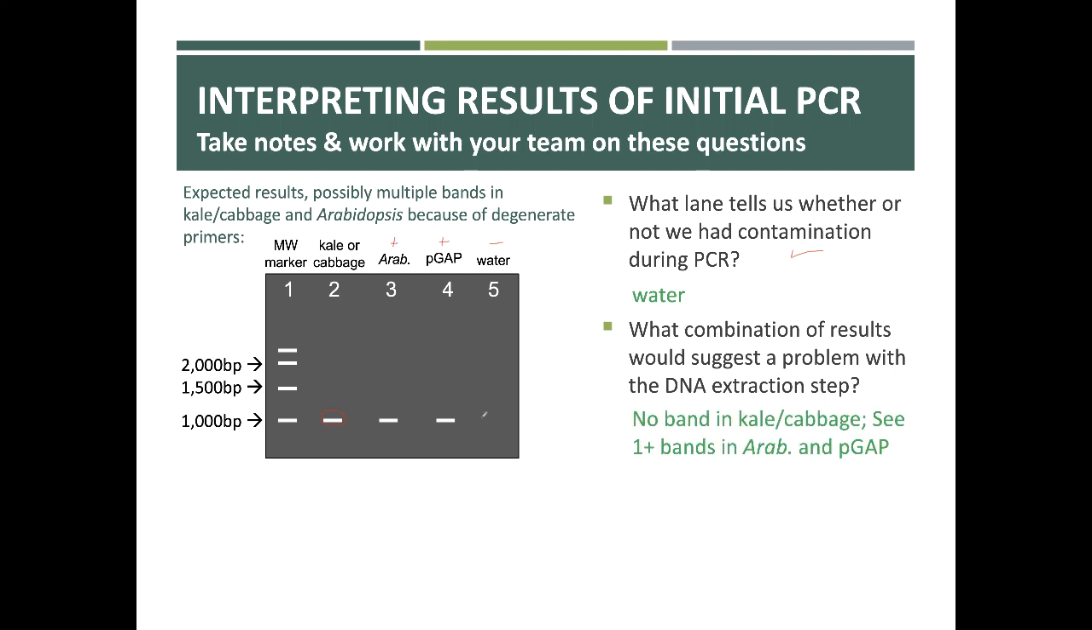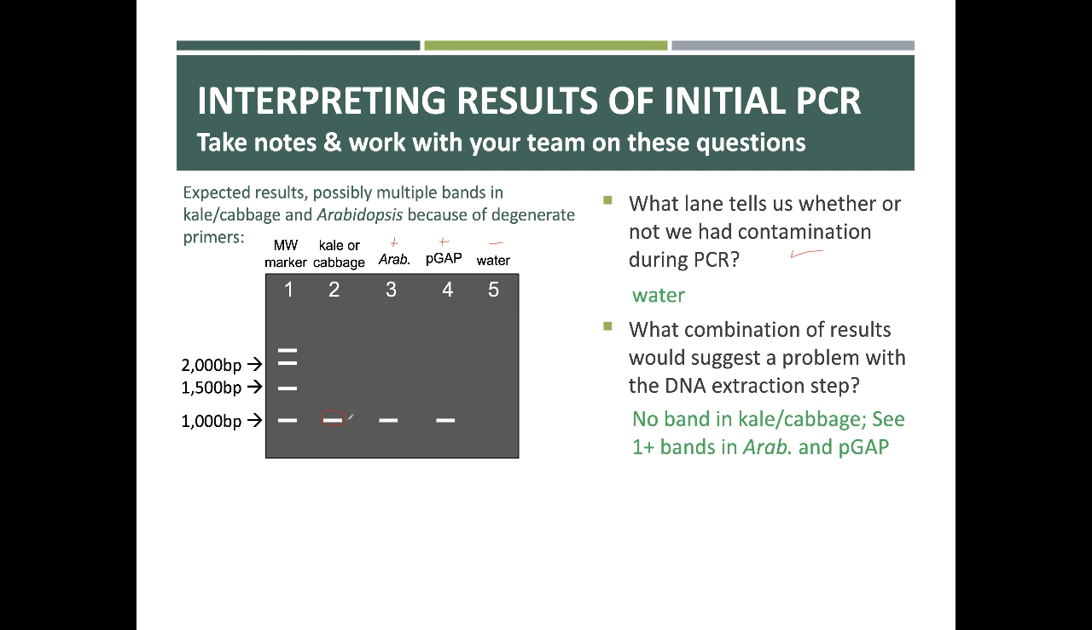So if we didn't see a band here in the kale or cabbage, but we still saw bands here in our 2 positive controls, then we would assume that something happened in our DNA extraction, because we used all the same reagents for the PCR in samples 2, 3, and 4. So if no result, no band here, that would tell us that we probably made a mistake in extracting the DNA.